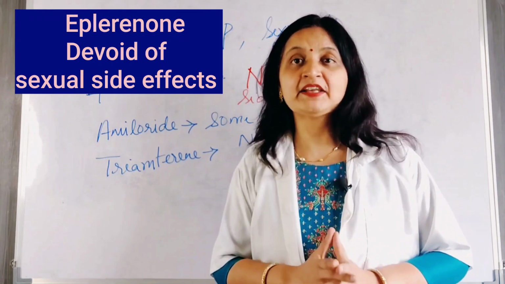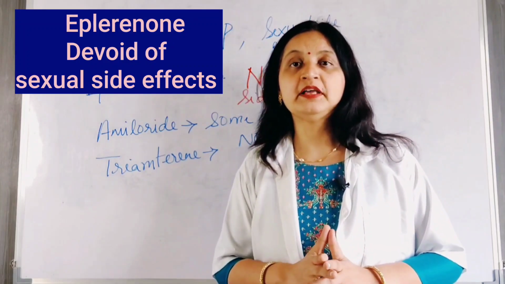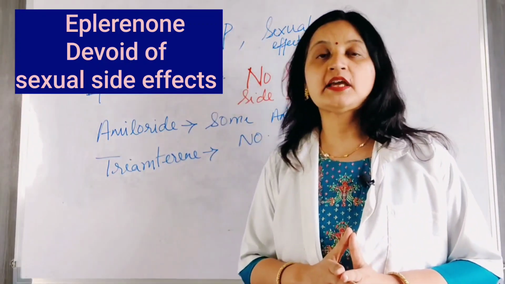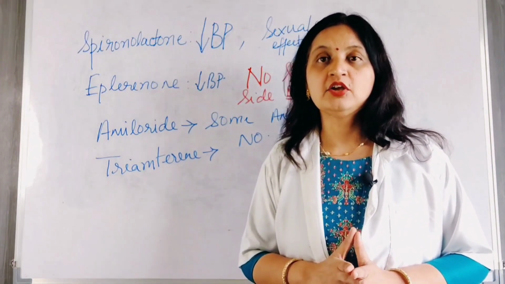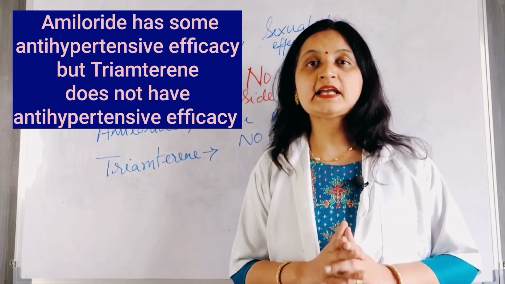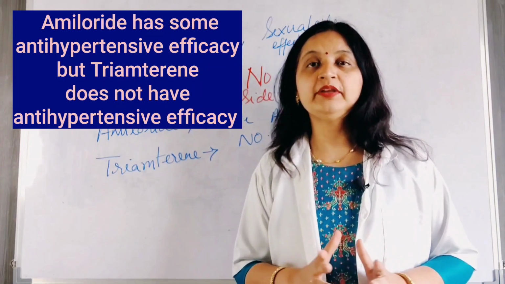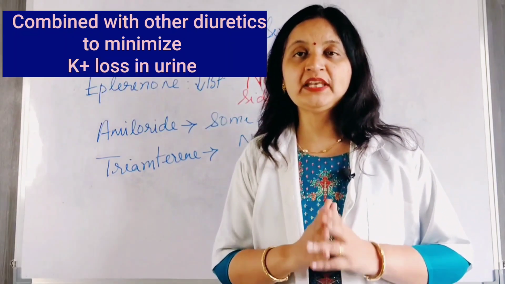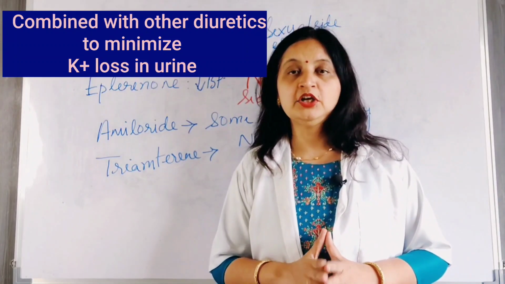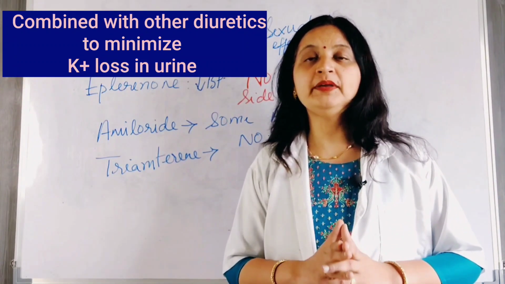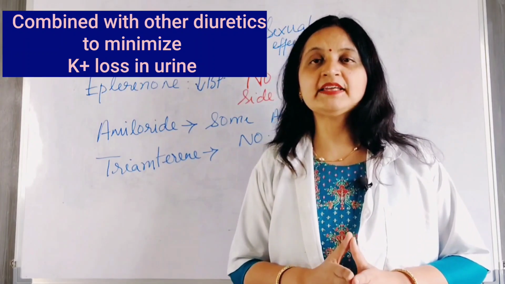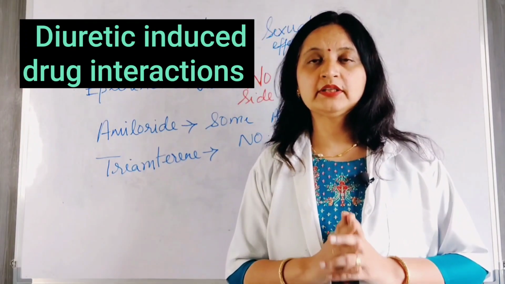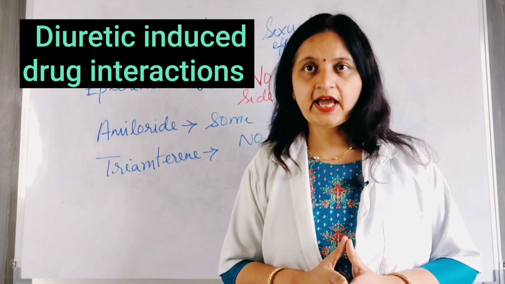Eplerenone acts through the same mechanism of action as that of spironolactone, but it does not show sexual side effects such as gynecomastia or erectile dysfunction. Amiloride has some antihypertensive efficacy and triamterene has no antihypertensive efficacy. It is combined with the diuretics to minimize the potassium loss from the body. Thus, potassium-sparing agents are commonly combined with diuretics to minimize the potassium loss and prevent hypokalemia. So this was all about the use of potassium-sparing diuretics in hypertension.